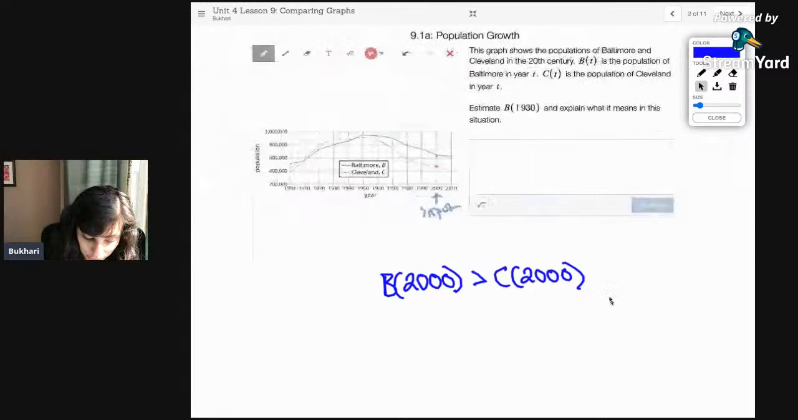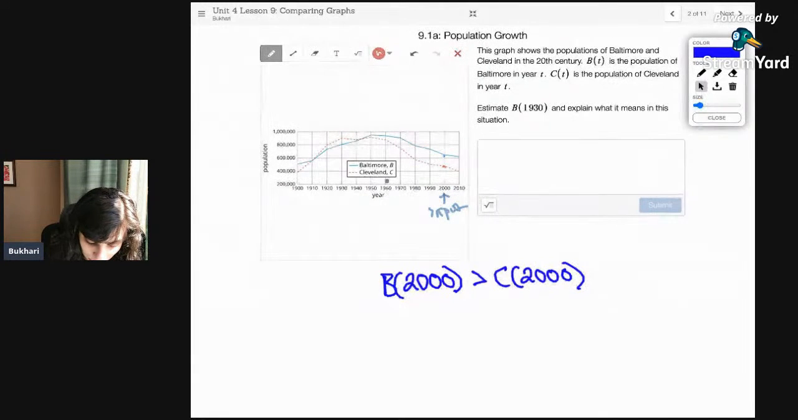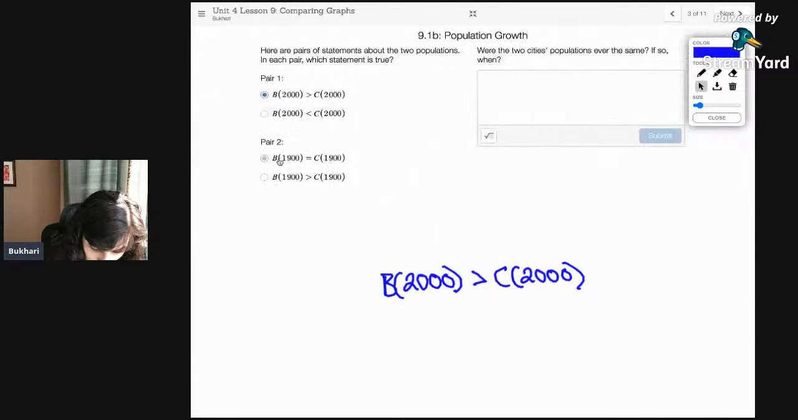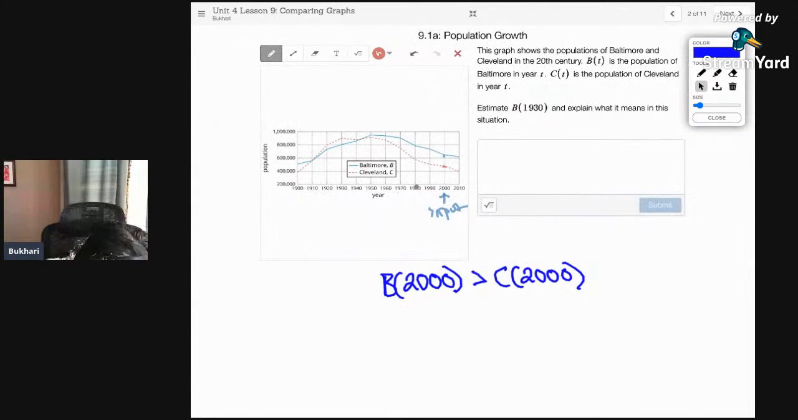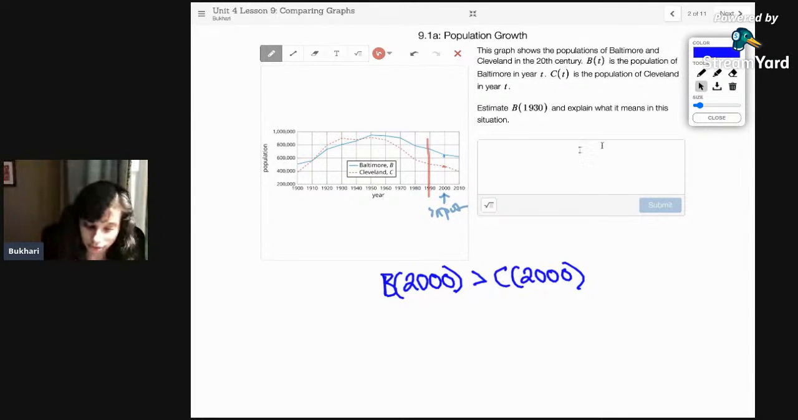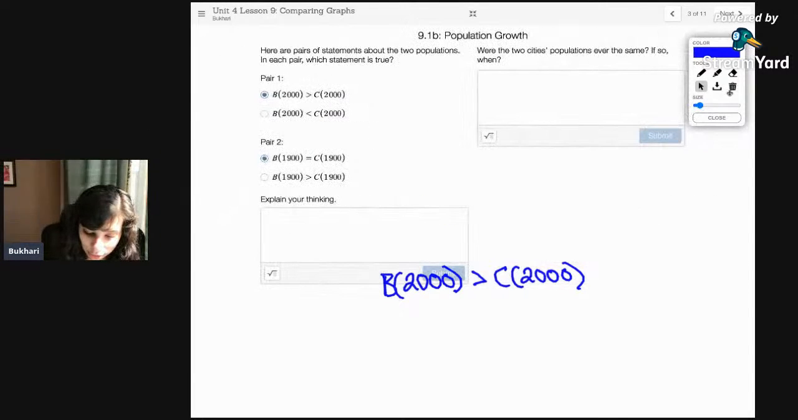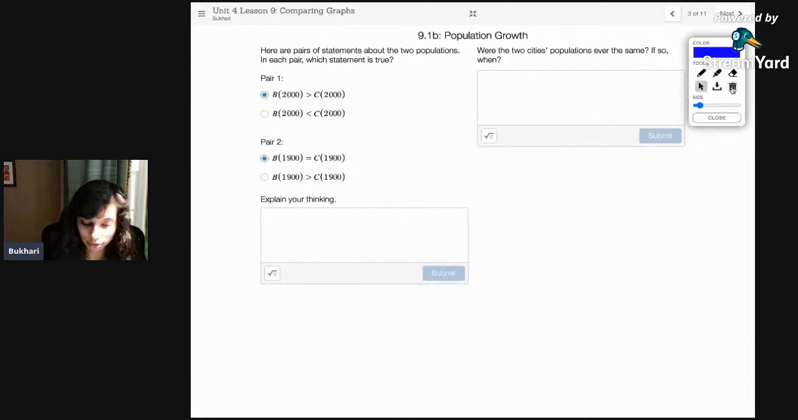Do the same for the second one. What is your input value? In 1990, what is happening? What does this situation represent? We want to go a little bit further with that by looking at where the two populations are the same.